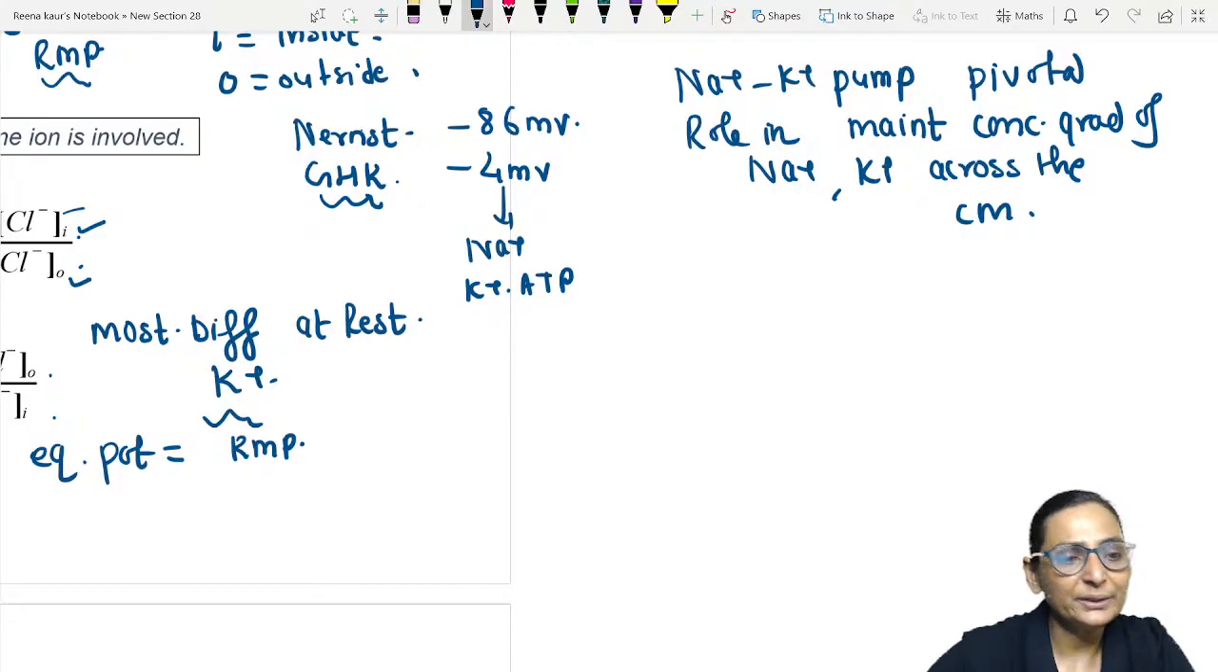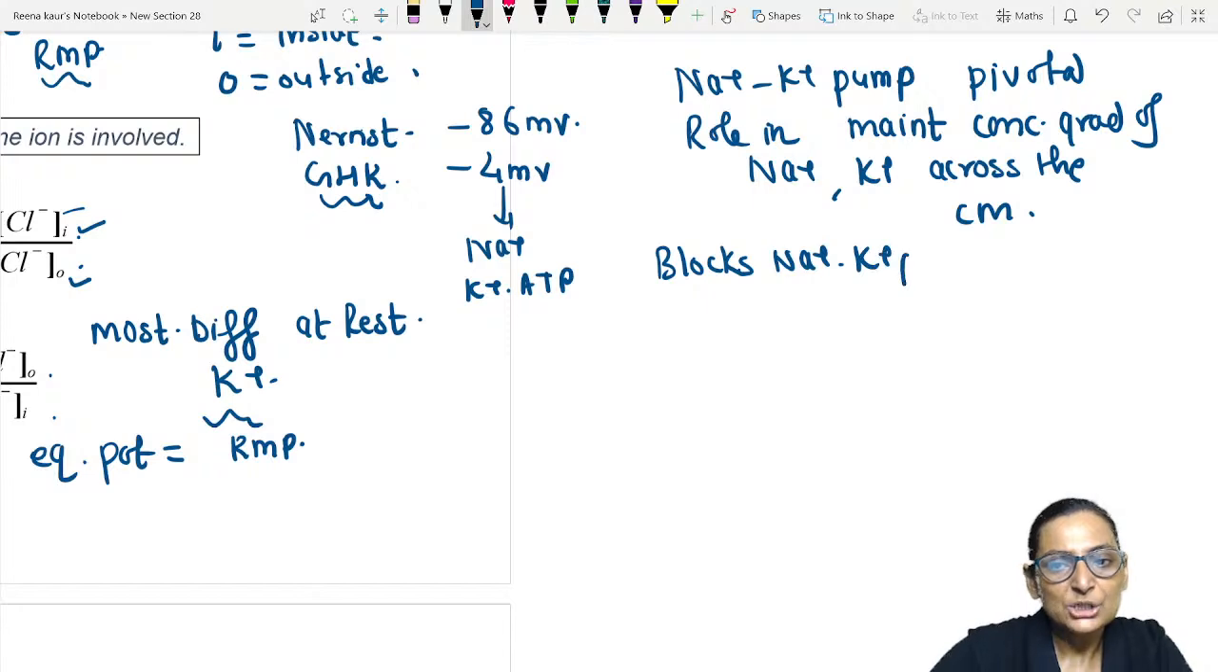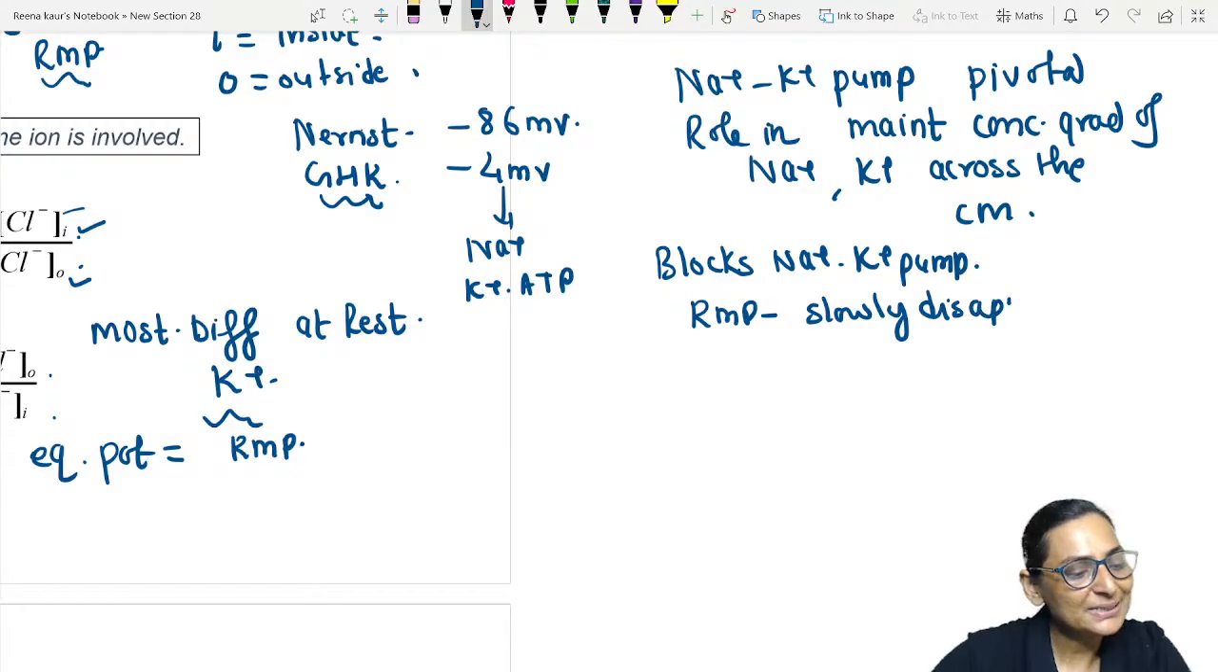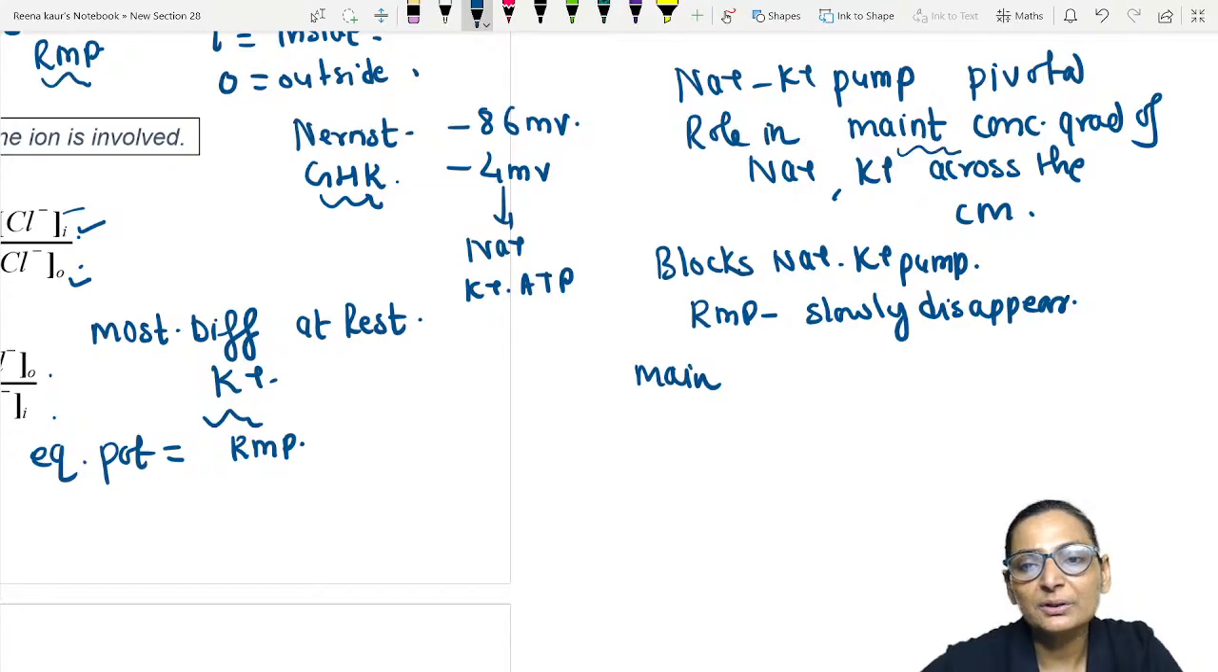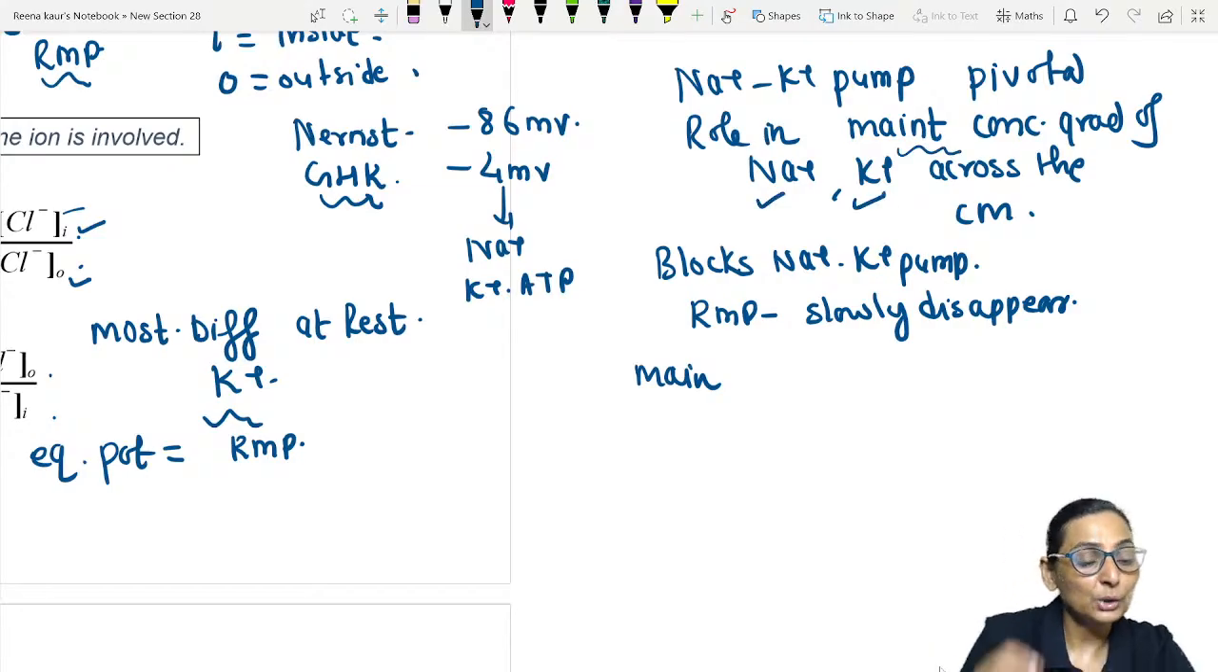So if you give a drug that blocks the sodium potassium pump, what will happen? You will see that the resting membrane potential will slowly disappear. What is the reason? If the sodium potassium pump fails, you won't be able to maintain the concentration gradients of sodium and potassium across the cell membrane, that is, more sodium outside and more potassium inside.